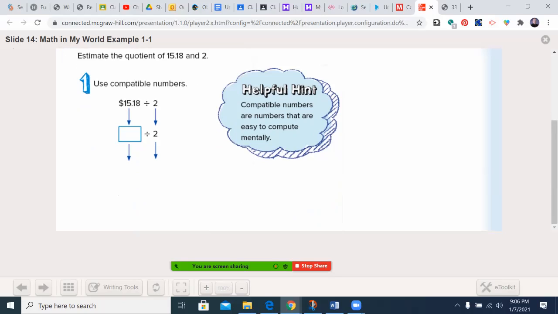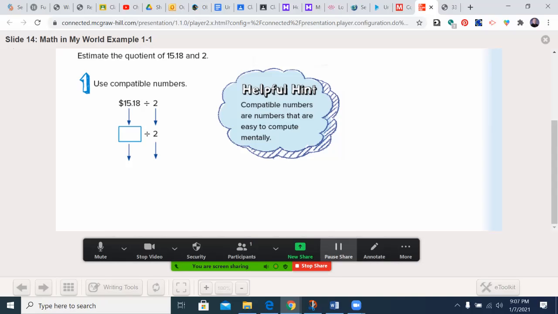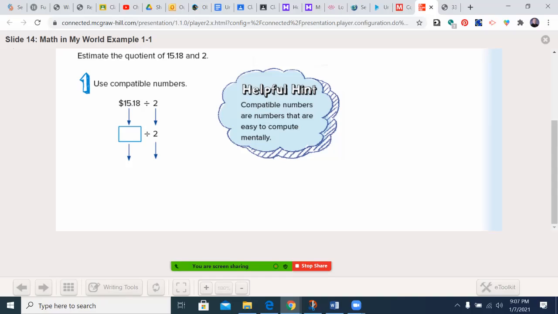Now, the reason I say compatible numbers might not be perfect rounding, I want something that's going to be divisible by 2. So that means my ones place has to have an even number. So realistically, if I have 15, I can go down to 14 or I can go up to 16. And in this case, I'm going to choose to go up to 16 because 15.18 is closer to 16 than 14.